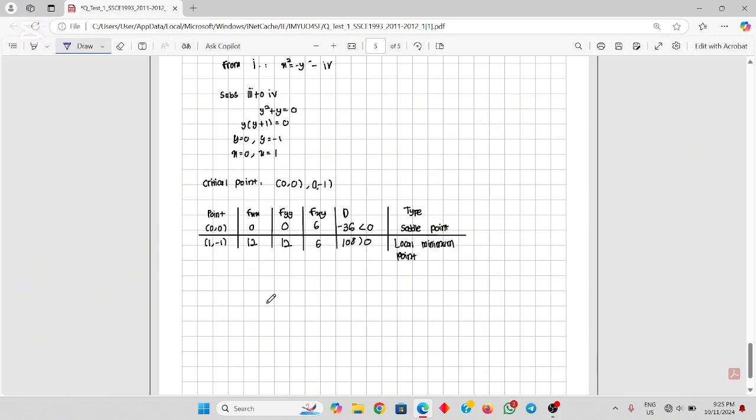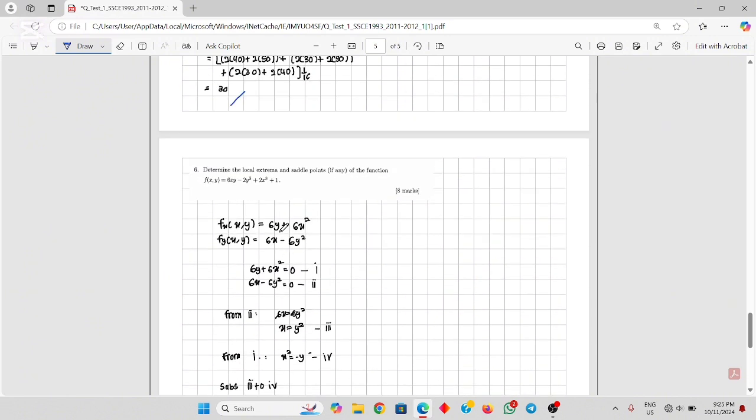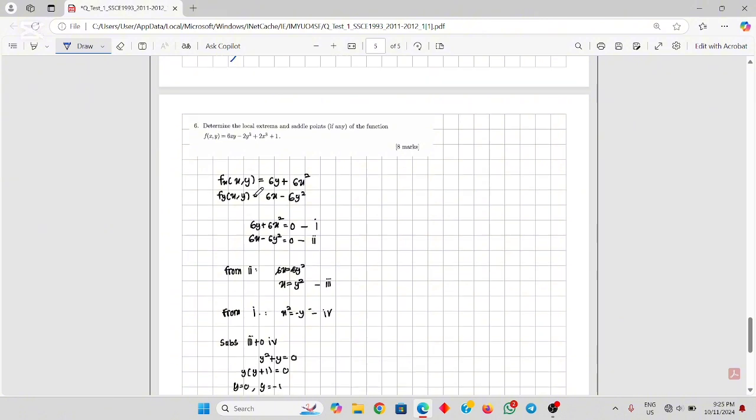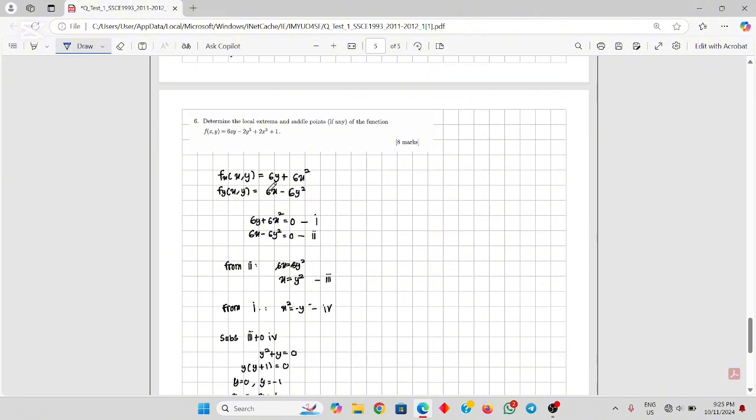And the last question is number 6. Determine the local extrema and saddle point of the function f(x,y) equal to 6xy minus 2y cubed plus 2x cubed plus 1. So first of all, we need to find the first derivatives fx and fy. Basically, we just differentiate with respect to x and y.